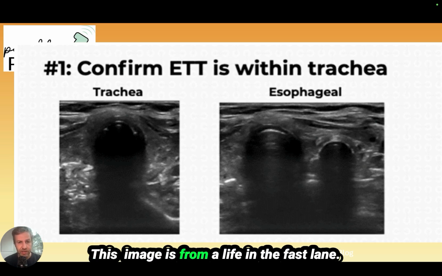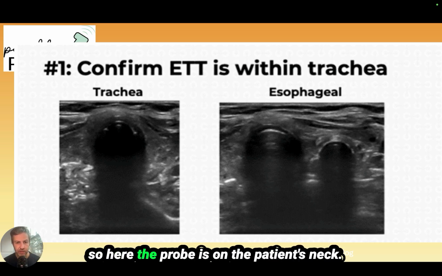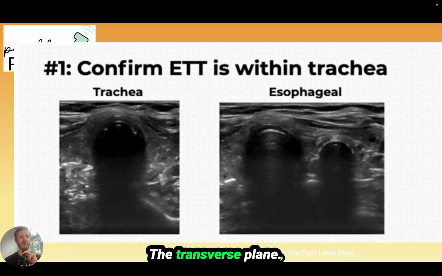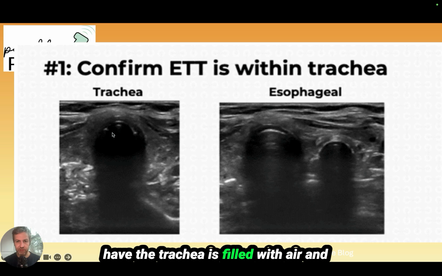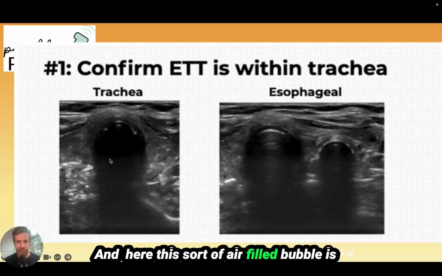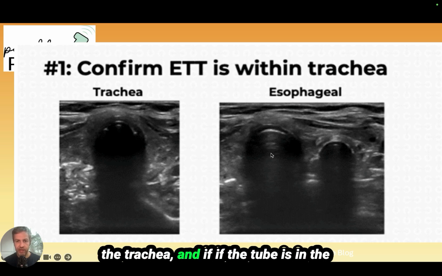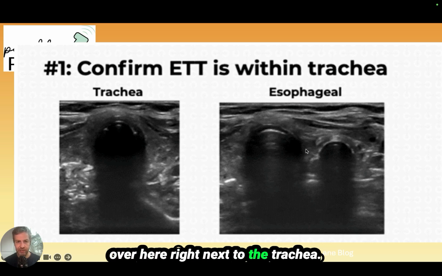This image is from Life in the Fast Lane, their blog. And here's a trachea. Here the probe is on the patient's neck, in the transverse plane. Normally the trachea is filled with air, and the esophagus is right next to it. This air-filled bubble is the trachea. If the tube is in the esophagus, you'll see a second bubble right next to the trachea.